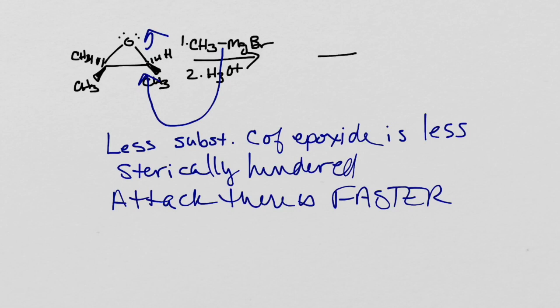So what's our product going to be after this attack? Well, let me start by drawing in the things that didn't change. None of these bonds changed. Our Grignard is going to attack from the bottom, adding this new methyl group from the back side.